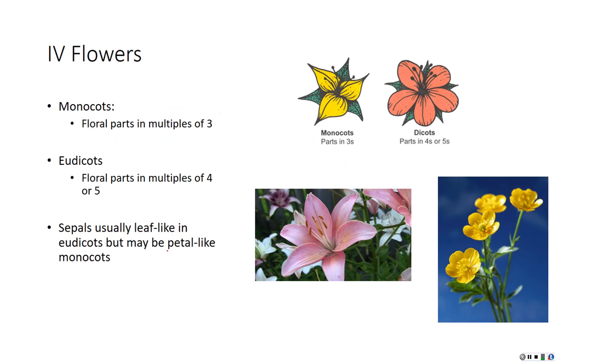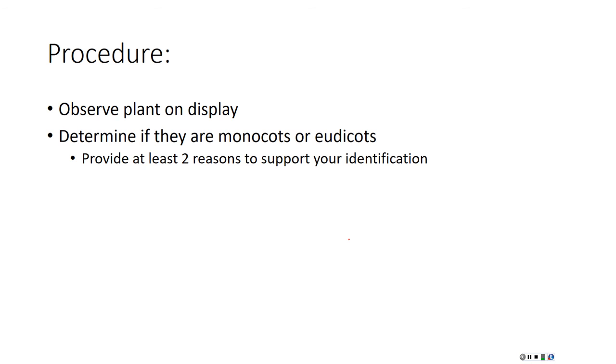And then finally, we're going to talk about differences between monocot and eudicot flowers. So monocot flowers typically have parts in 3s, whereas eudicots have parts in 4s or 5s. So it might have, for example, 5 petals, 5 stamens, 5 pistils. Whereas a monocot might have 3 petals or 6 petals, 6 stamens, and a pistil that has 3 chambers. So monocots, 3s or multiples thereof; dicots, 4s and 5s or multiples thereof. Now in our actual lab, we have plants on display, and you are going to determine if they're monocots or eudicots and give 2 reasons that support your identification.